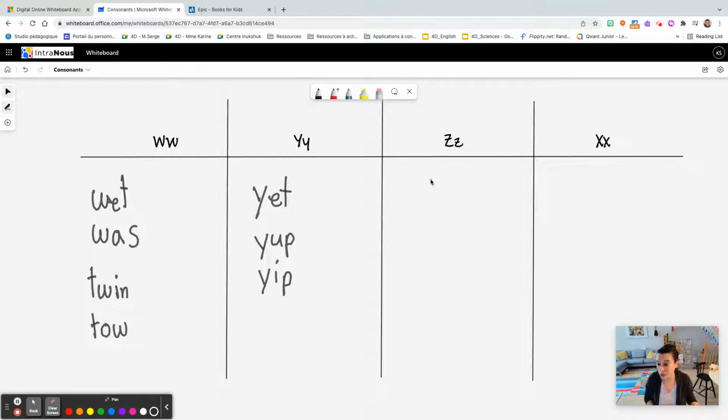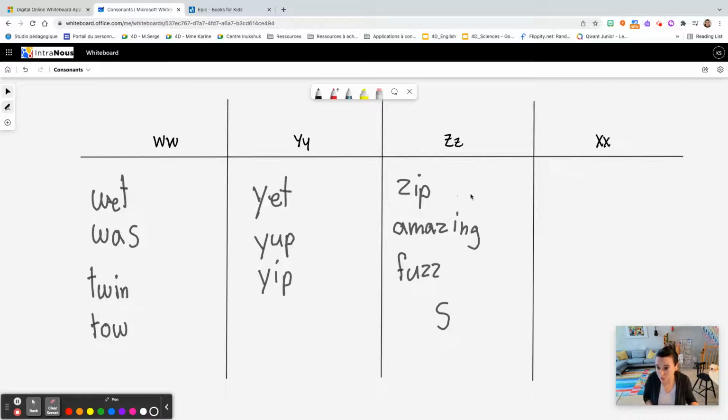The Z is very straightforward. It makes a Z no matter where it is. So at the beginning, we'll hear it in words like zip. In the middle, you'll have it in words like amazing. And at the end, we'll get it in words like fuzz. Now you'll hear a lot of z sounds at the end of words. More often than not, those are made by the letter S because it's either that the word has been pluralized, so made plural, or it has to do with the conjugation of the verb.